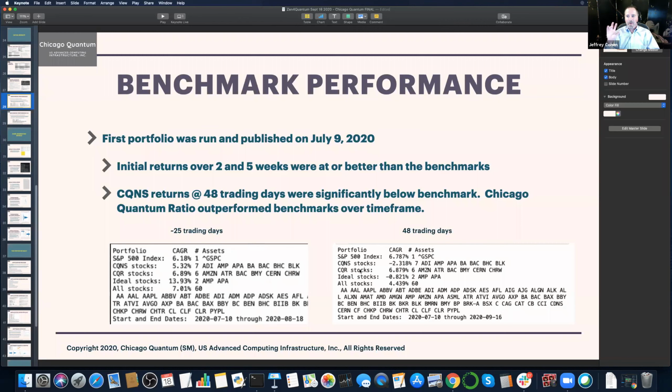So we produce, as a byproduct of our runs, the Chicago quantum ratio and the Chicago quantum net score, and we could provide both of those to a client. And in fact, if you would have put half your money in the CQNS and half your money in the CQR, you might have done well.